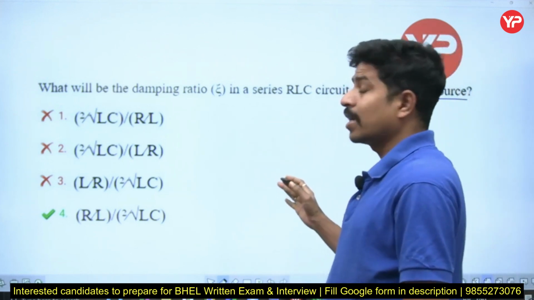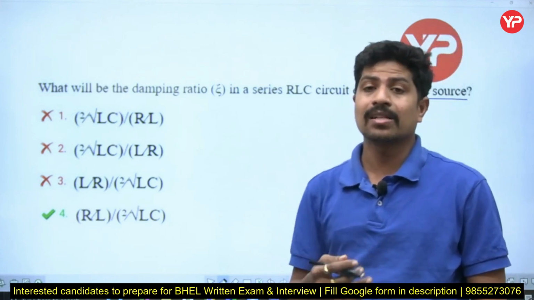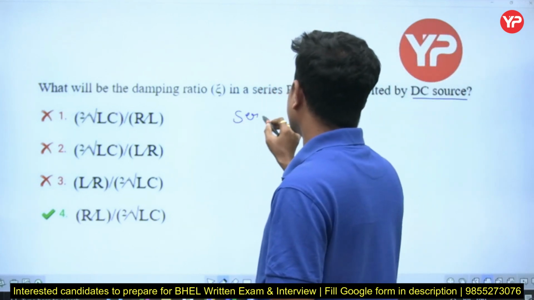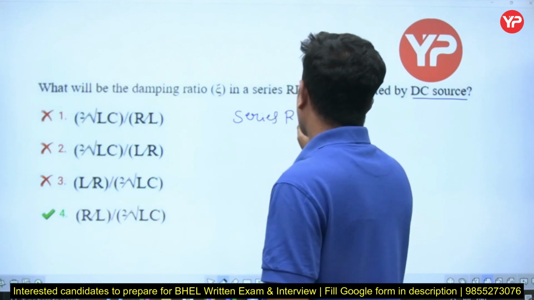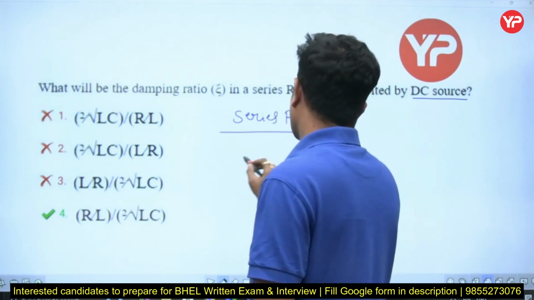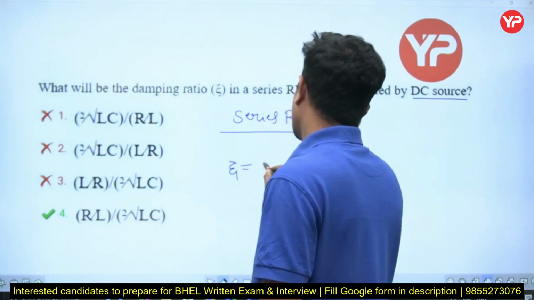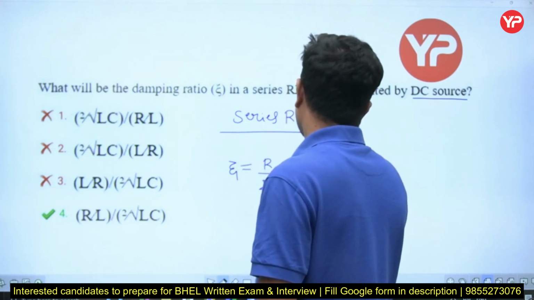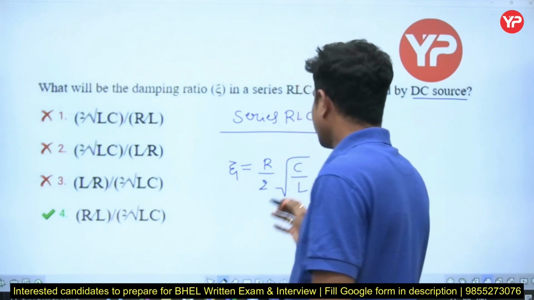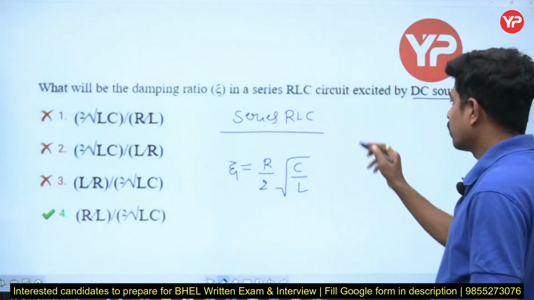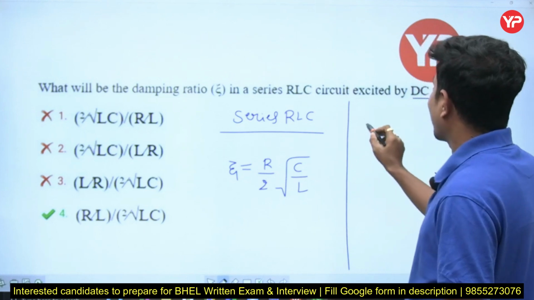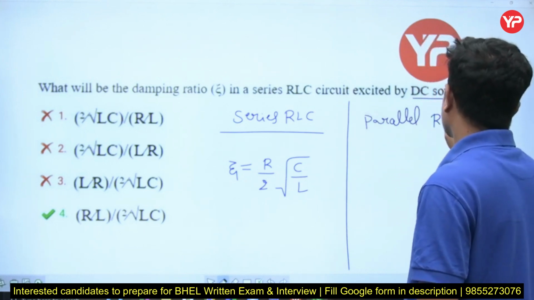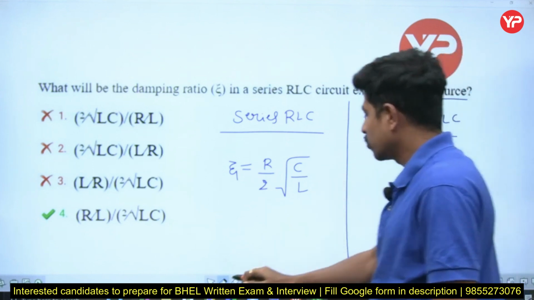So here two formulas I am giving, for both series RLC and parallel RLC. Try to remember. Let me write for series RLC, and I will tell you how to remember this formula also. Zeta is equal to R by 2 into under root of C by L. R by 2 into under root of C by L. Then for parallel RLC. Here, how to remember this one?